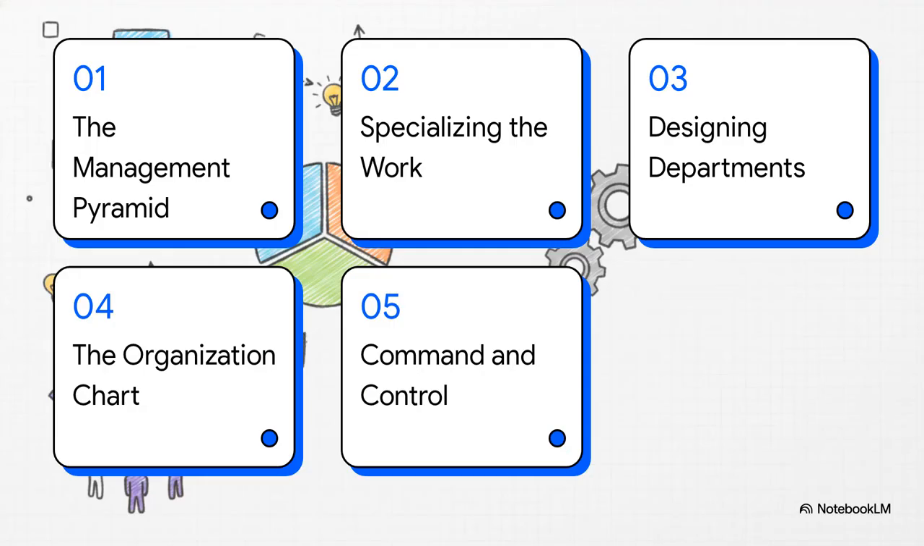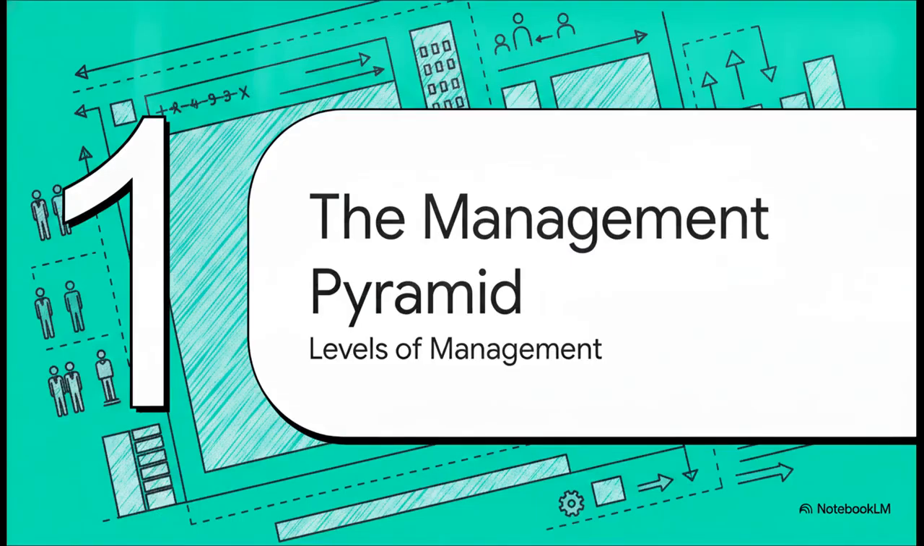We'll be moving through 5 fundamental building blocks of organizational design: the management pyramid, specializing the work, designing departments, the organization chart, and finally, command and control. Let's get right into it. Starting off with part 1, the management pyramid. Let's look at how management is actually layered within a company.